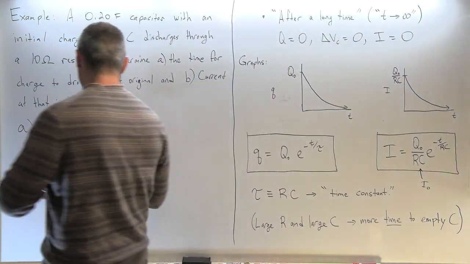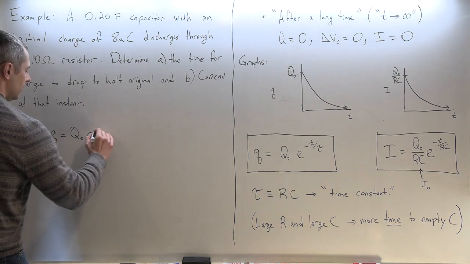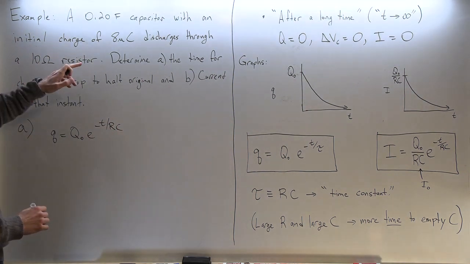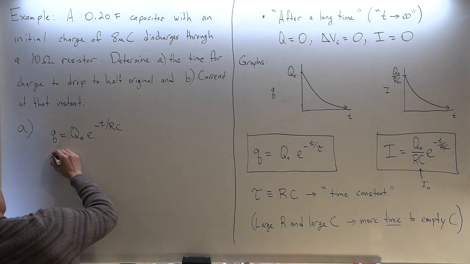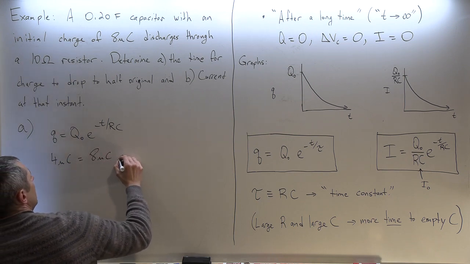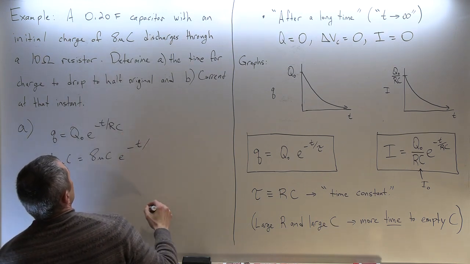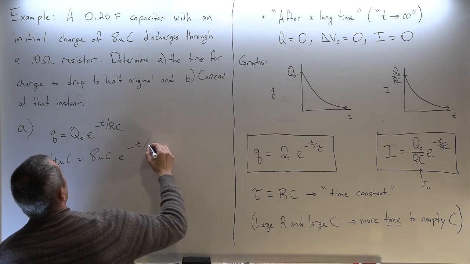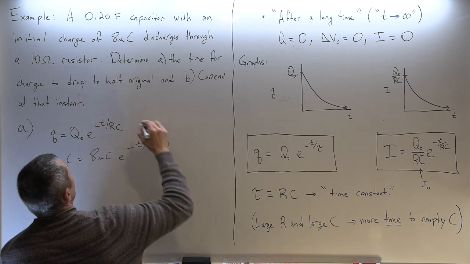So let's begin by writing the formula out without any data in it. Standard technique for solving problems. And the original charge was 8 microcoulombs, and we want to find the time for it to become half its original. So half of 8 is 4 microcoulombs. 8 microcoulombs is the original. E to the minus, the time is what we're solving for. The resistance is 10 ohms and the capacitor is 0.2 farads. So RC will be 10 ohms times 0.2 farads.